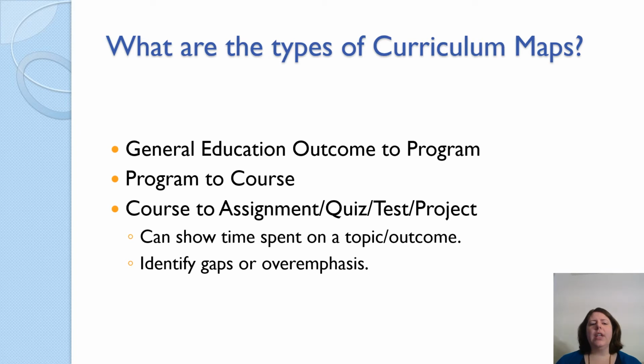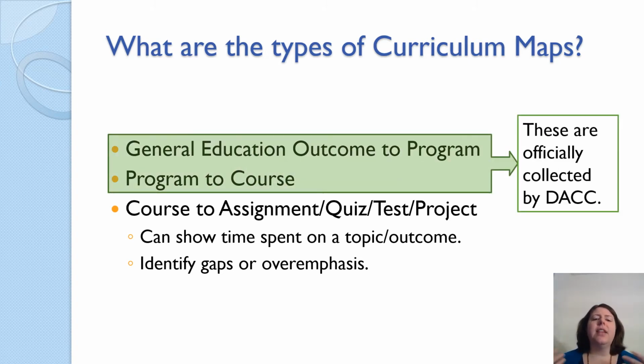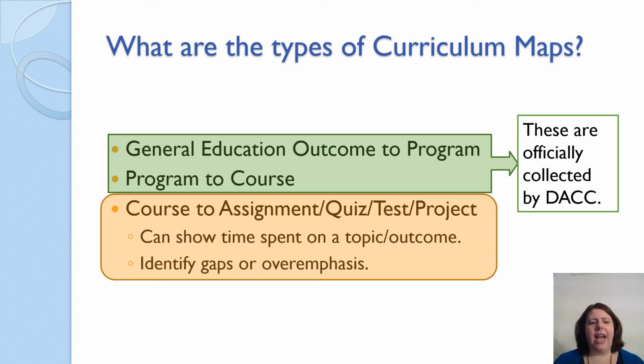Then we could also look at a course and the different assignments, quizzes, tests, projects, whatever activities you use, and look at how that relates to how much time you spend on a topic versus how many outcomes you have or how important that outcome is. And so looking at gaps or overemphasis. At DACC, we collect the top two officially. So we have worked on general education outcomes to program curriculum mapping and the program to course mapping. And so today I actually want to talk about this last one, course to our assignments, our tests, and projects.